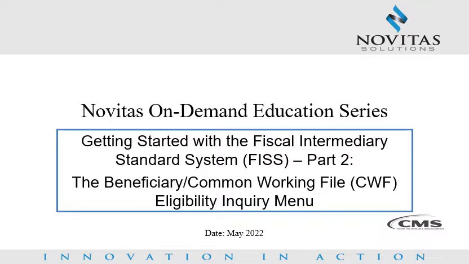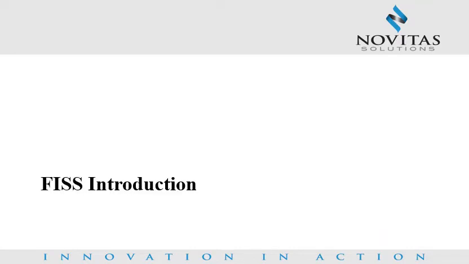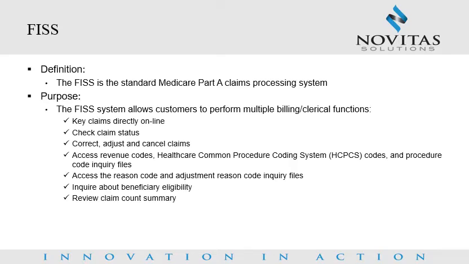Novitas On-Demand Education Series. Getting started with the Fiscal Intermediary Standard System, Part 2. The Beneficiary Common Working File, CWF, Eligibility Inquiry Menu. FISS Introduction. The FISS is the standard Medicare Part A claims processing system, which allows you to perform several functions such as key claims directly online, check claim status, correct, adjust, and cancel claims, access revenue codes, HCPCS codes, and procedure code inquiry files, access the reason code and adjustment reason code inquiry files, inquire about beneficiary eligibility, and/or review claim count summary.